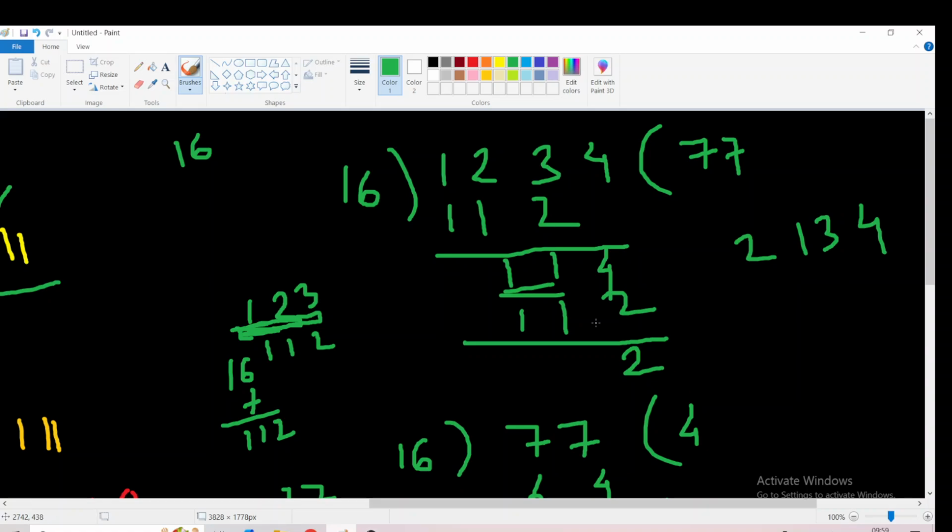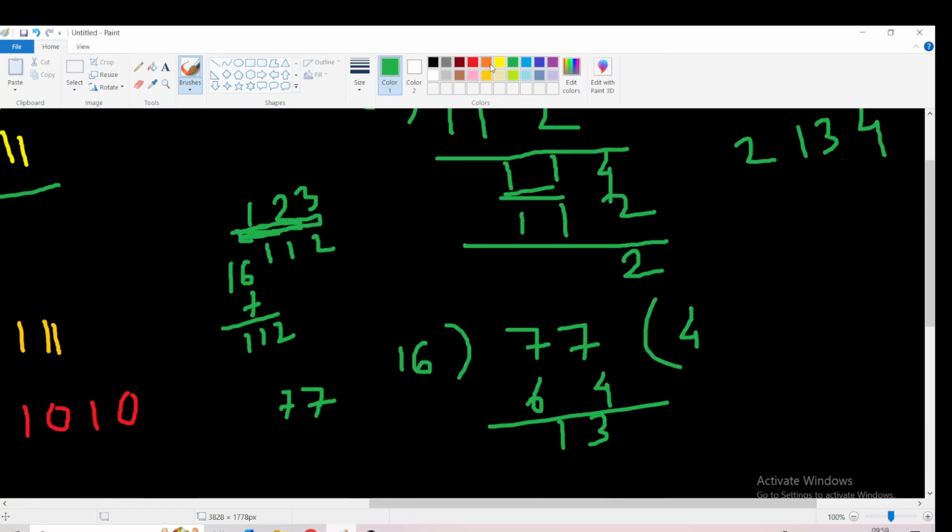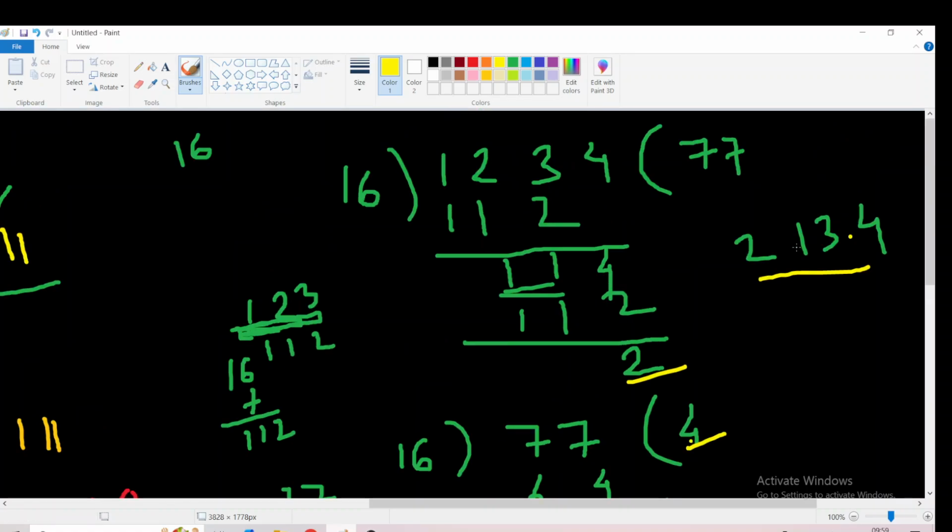That will be our value. I am not sure about the order. I think it could be reversed also. You can think that we'll take 2 first, then we will take 13, and then we will take 4. That's how we will represent the value of 1234 in base 16 format.